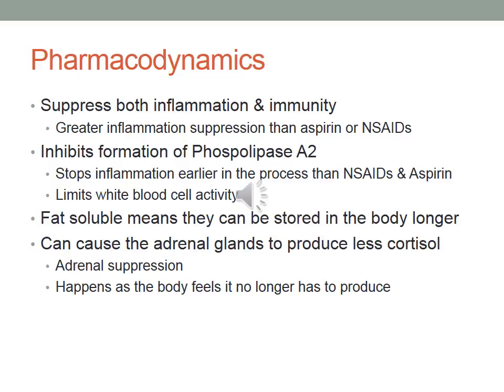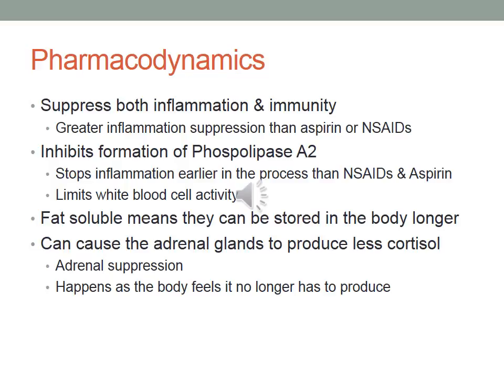They inhibit the formation of phospholipase A2. So what this does is it stops inflammation earlier on in the process than what NSAIDs and aspirin do. So I'll show you another picture of the chart going through the inflammatory response and show where this takes place. It is also going to limit white blood cell activity.